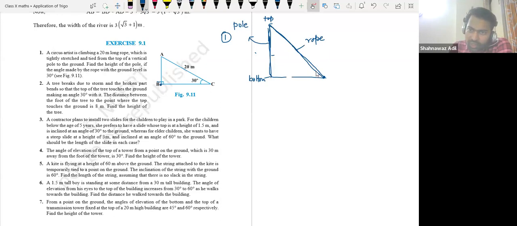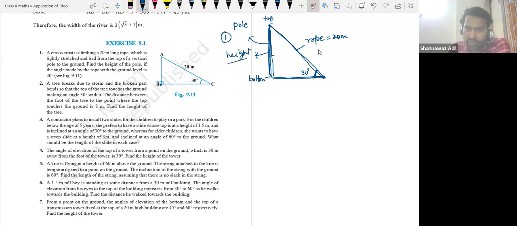So this is the rope and it is making an angle of 30 degrees with the ground. We know that the rope length is 20 meters. We know this 20-meter rope, we know this angle, and we want to find out the height of the pole. This is the height of the pole that we want to find out. Can you tell me what this thing is?